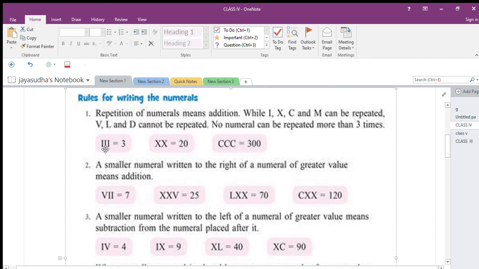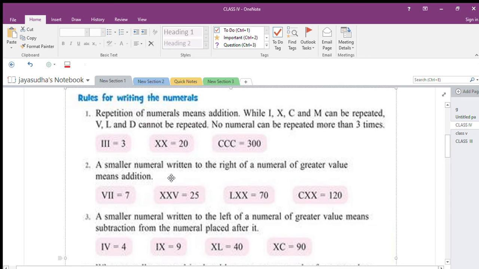Here 1 plus 1 plus 1 is 3. 10 plus 10 is 20. The C is 100. So 100 plus one more C, and one more C, total 300. Are you okay, children? So the Roman numerals 1, 10, 100, 1000 can be repeated. Then 5, 50, 500 are not repeated. No numeral is repeated more than 3 times. Okay. Then move on to the next rule.